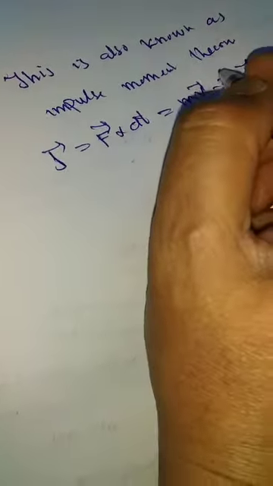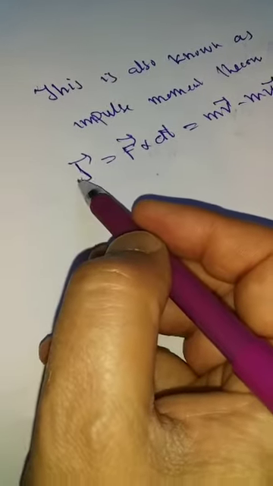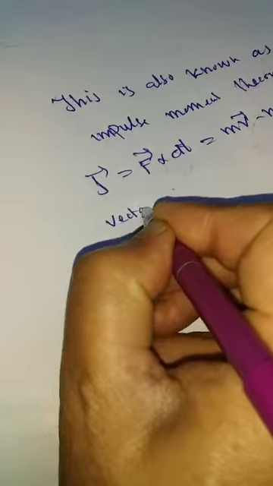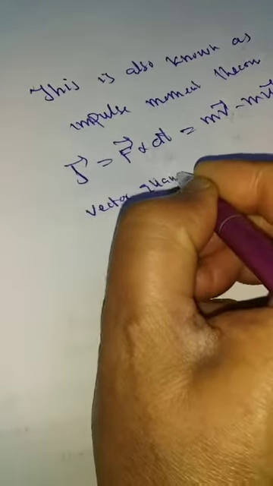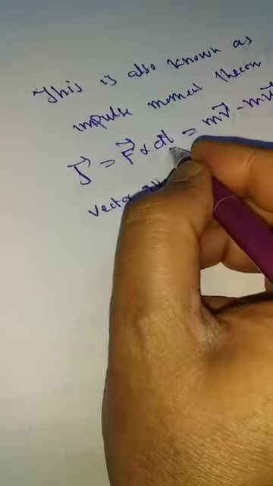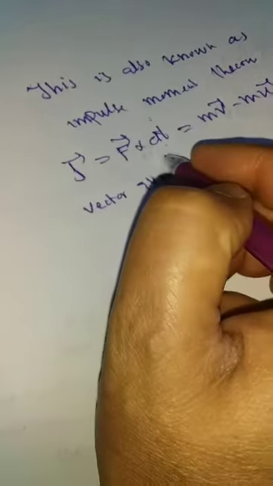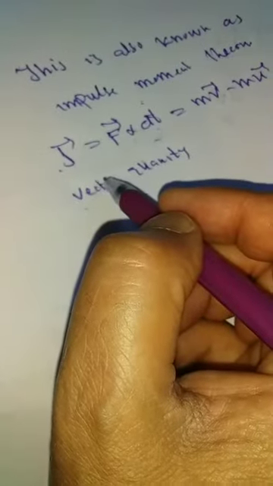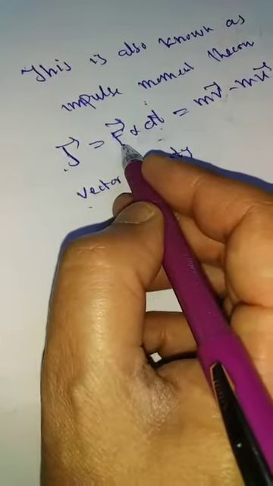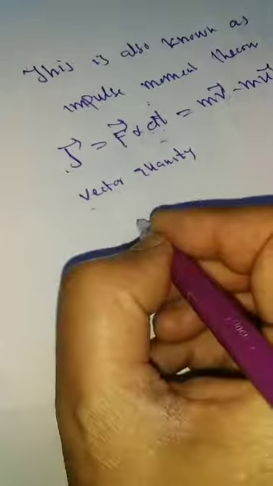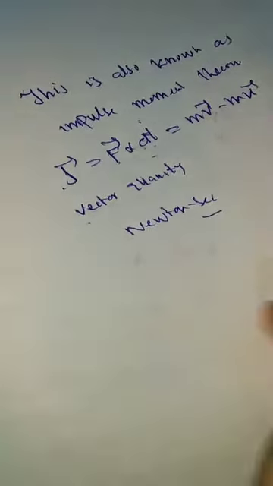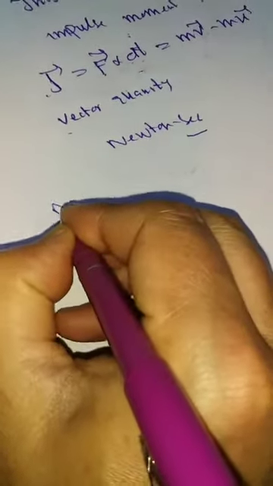If I write the SI unit: since force is a vector quantity, impulse is also a vector quantity. Why? Because force is a vector quantity and time is a scalar, and when a vector is multiplied by a scalar, it becomes a vector. Therefore impulse is also a vector quantity. Force is measured in newton and time in second, so its SI unit is newton second.